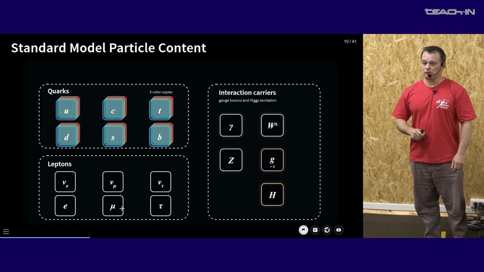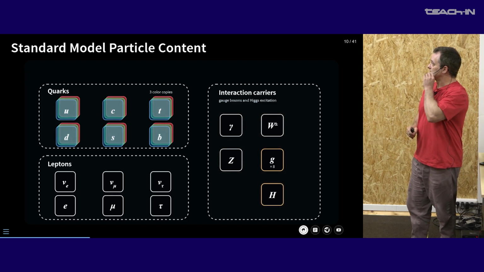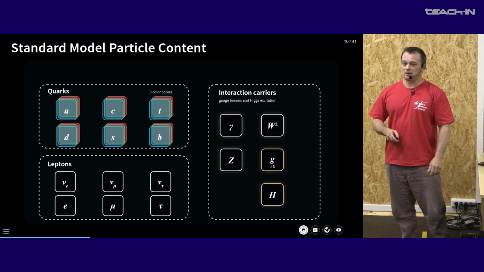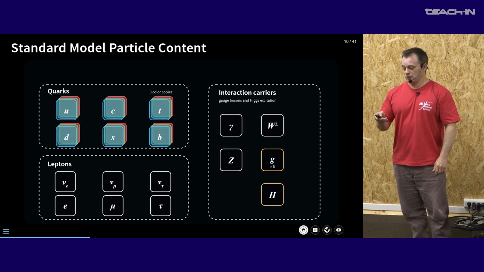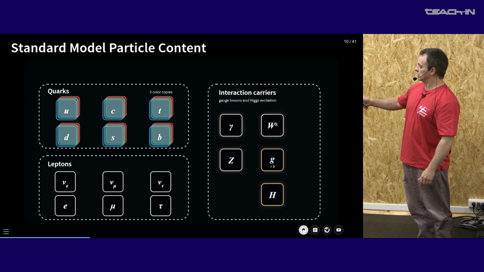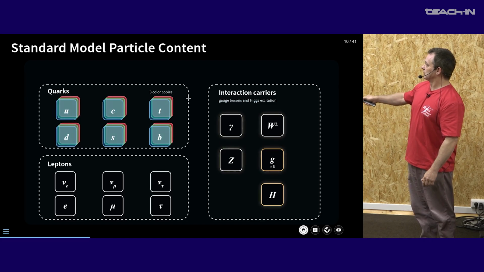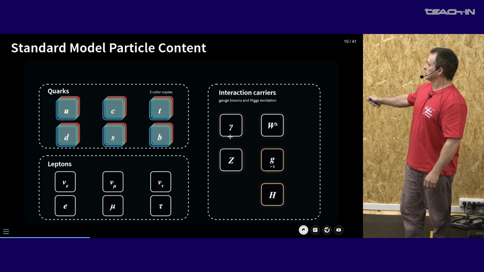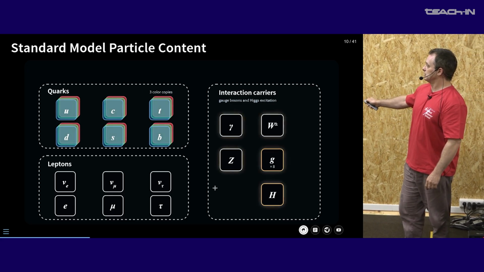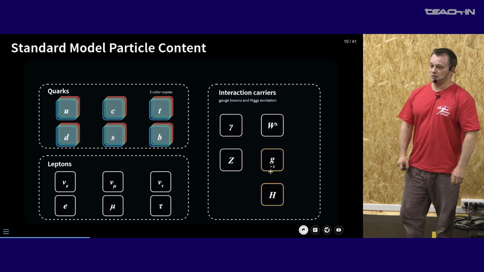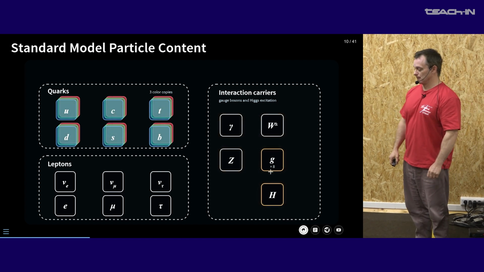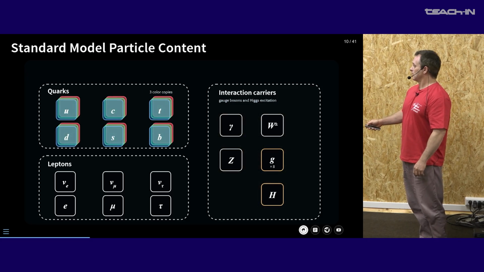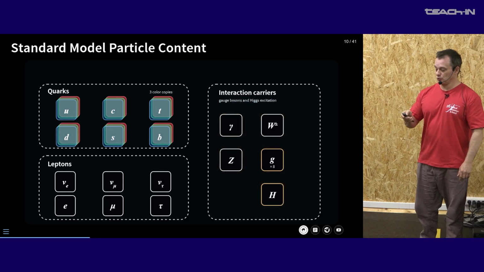And the third group of particles or fields is the so-called interaction carriers. These are particles or fields which carry the interaction between these species here. These are the gamma or electromagnetic quantum, W plus and minus bosons, the Z boson, 8 gluons, which also carry charge and anti-charge, and the Higgs boson, without which the standard model would be incomplete.